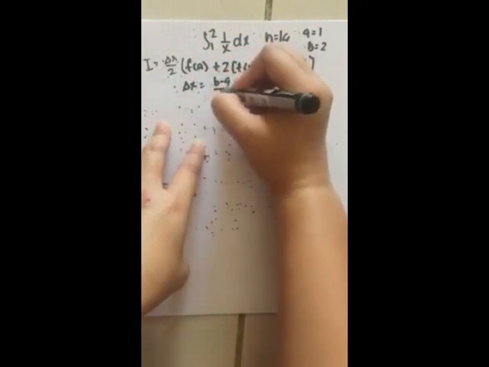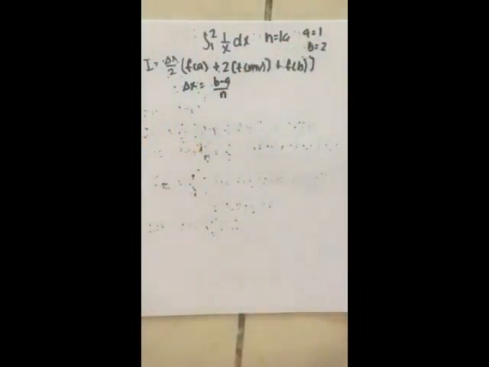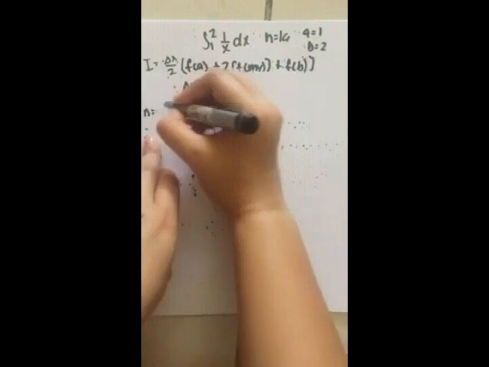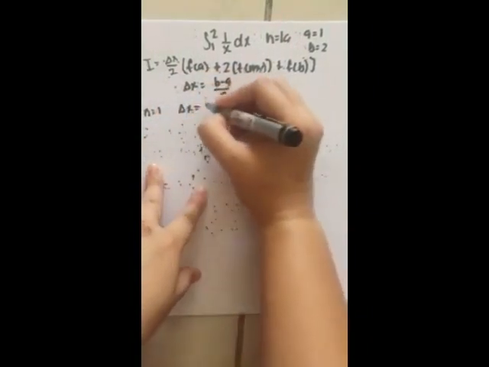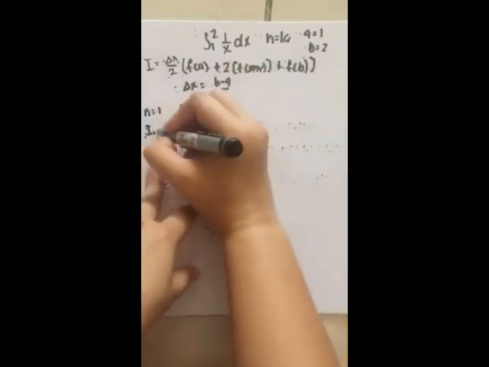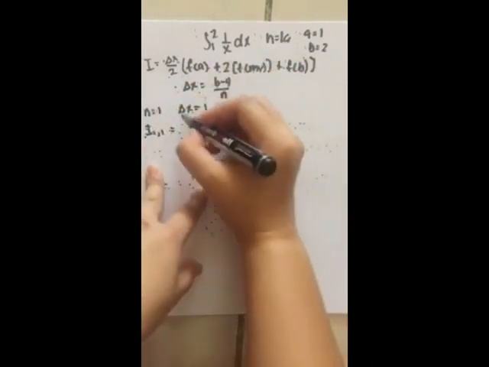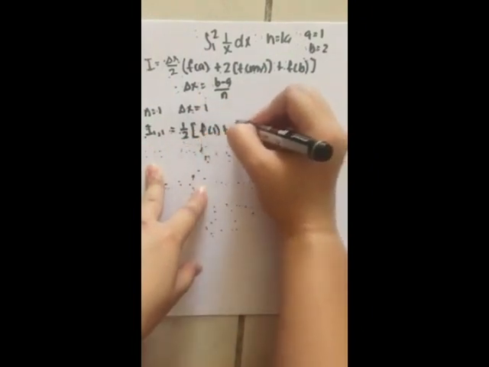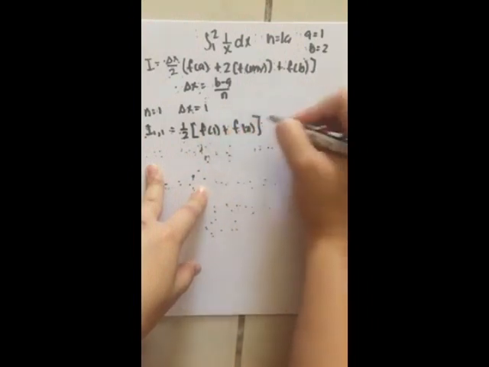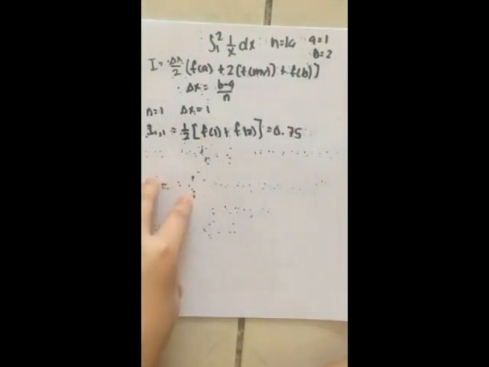b minus a all over n. So for n is equal to 1, delta x is just equal to 1. So I 1,1 is equal to 1/2 times f of 1 plus f of 2, which is equal to 0.75. In this case, we don't have a middle value because delta x is just equal to 1.